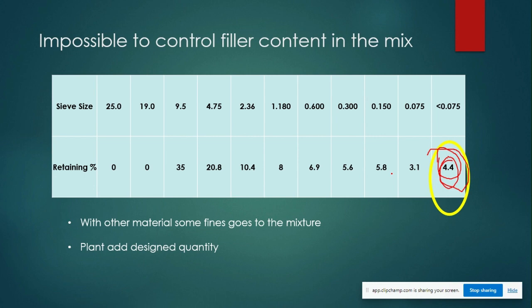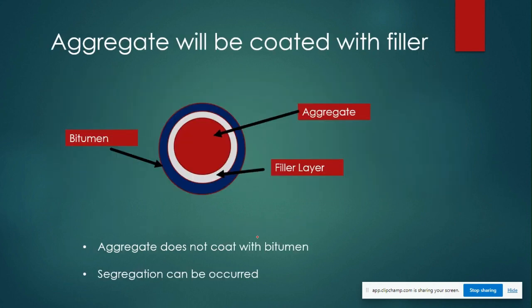That means we can't get the required mix in the asphalt concrete. Then the properties of the asphalt will differ from the standard, and then some failures can happen.